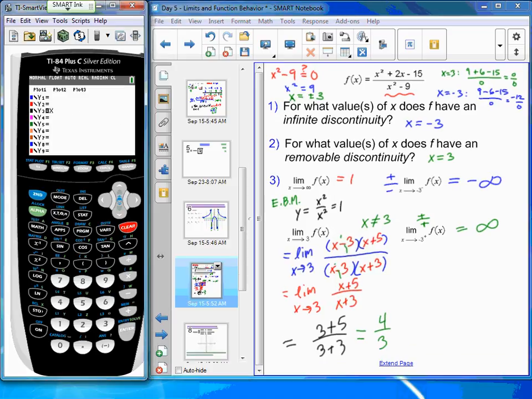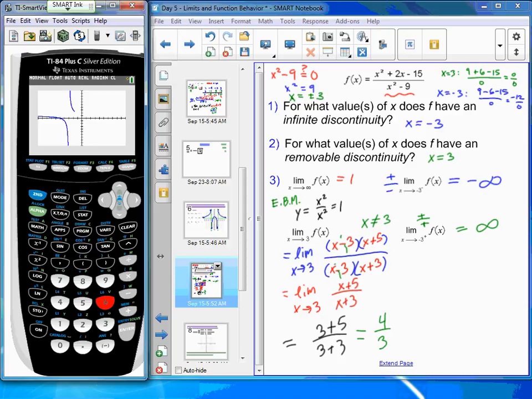All right, let's see how we did. So we want to see what quantity, I'm just going to do the original, x squared plus 2x minus 15, closed quantity over x squared minus 9, closed quantity. Okay, and we want zoom 6, and we'll see.